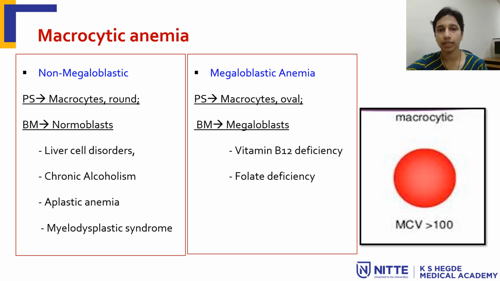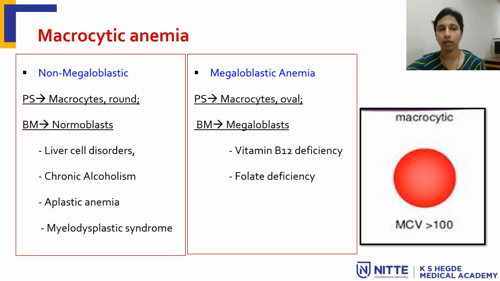Based on the etiology and bone marrow examination, macrocytic anemia can be classified as megaloblastic and non-megaloblastic anemia. To consider whether it is megaloblastic or non-megaloblastic, you have to either examine the bone marrow or do certain biochemical investigations.